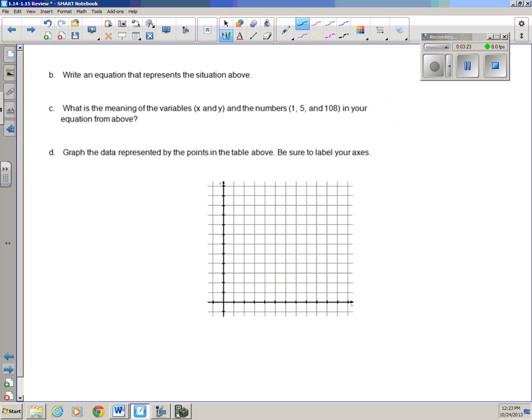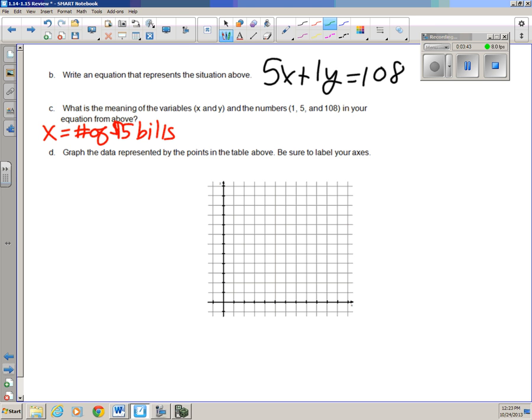We know that we've got 5x plus 1y equals 108. Well, what do x and y stand for? Well, x is the number of $5 bills. So x equals number of $5 bills. y equals number of $1 bills. Well, what does the number 1 signify? Whatever. So 1 is the value of a $1 bill.